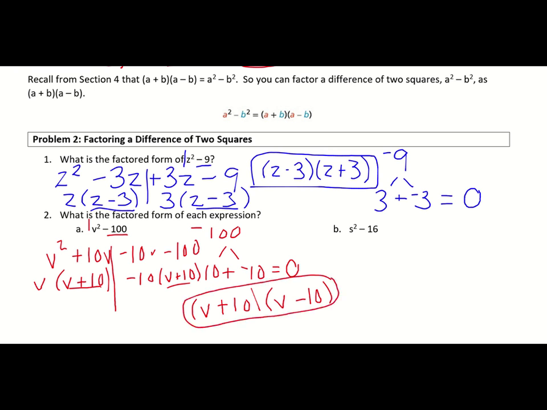So you try B. See if you can factor s squared minus 16. If you did it correctly, you should have gotten s minus 4 and s plus 4.